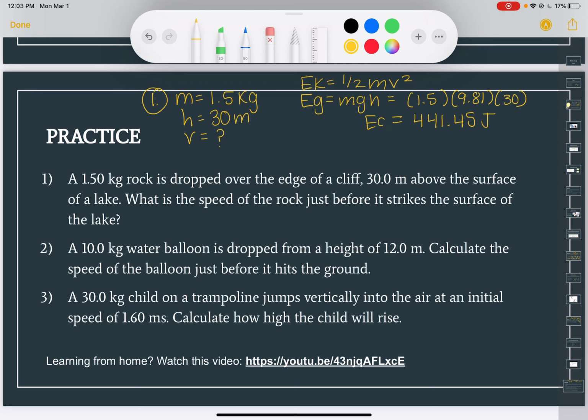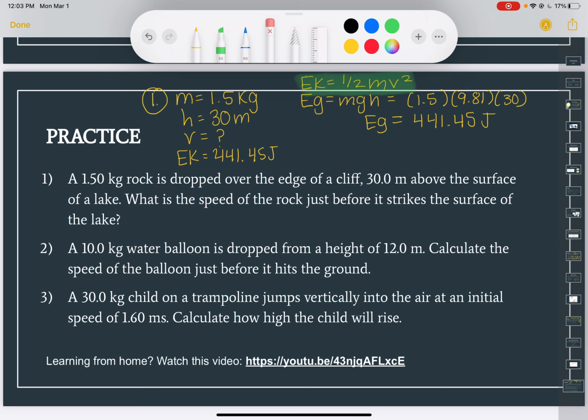That's our EG. Then when we're doing this, we should say that our EG, I guess, in this case, can be equal to our EK. So if our EK is 441.45, we can use that to calculate using the formula EK = 1/2 mv squared, the one that I have at the top here. But I'm just gonna rearrange that equation so that we got V by itself.